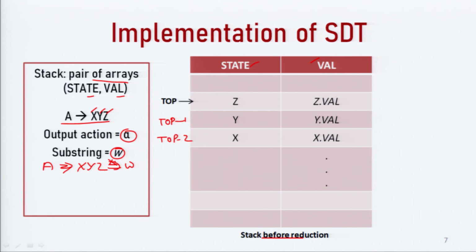Now, when this reduction takes place, meaning this XYZ is reduced to capital A using this production, then the action will take place, and suppose the action is calculating the value of A, the non-terminal. So, here we will obtain A dot val. Whenever we perform the reduction, we pop these non-terminals from the stack, we update the value of top as top is equal to top minus 2, and here we write the non-terminal A and its associated calculated translation. So, in that way we work on the stack.